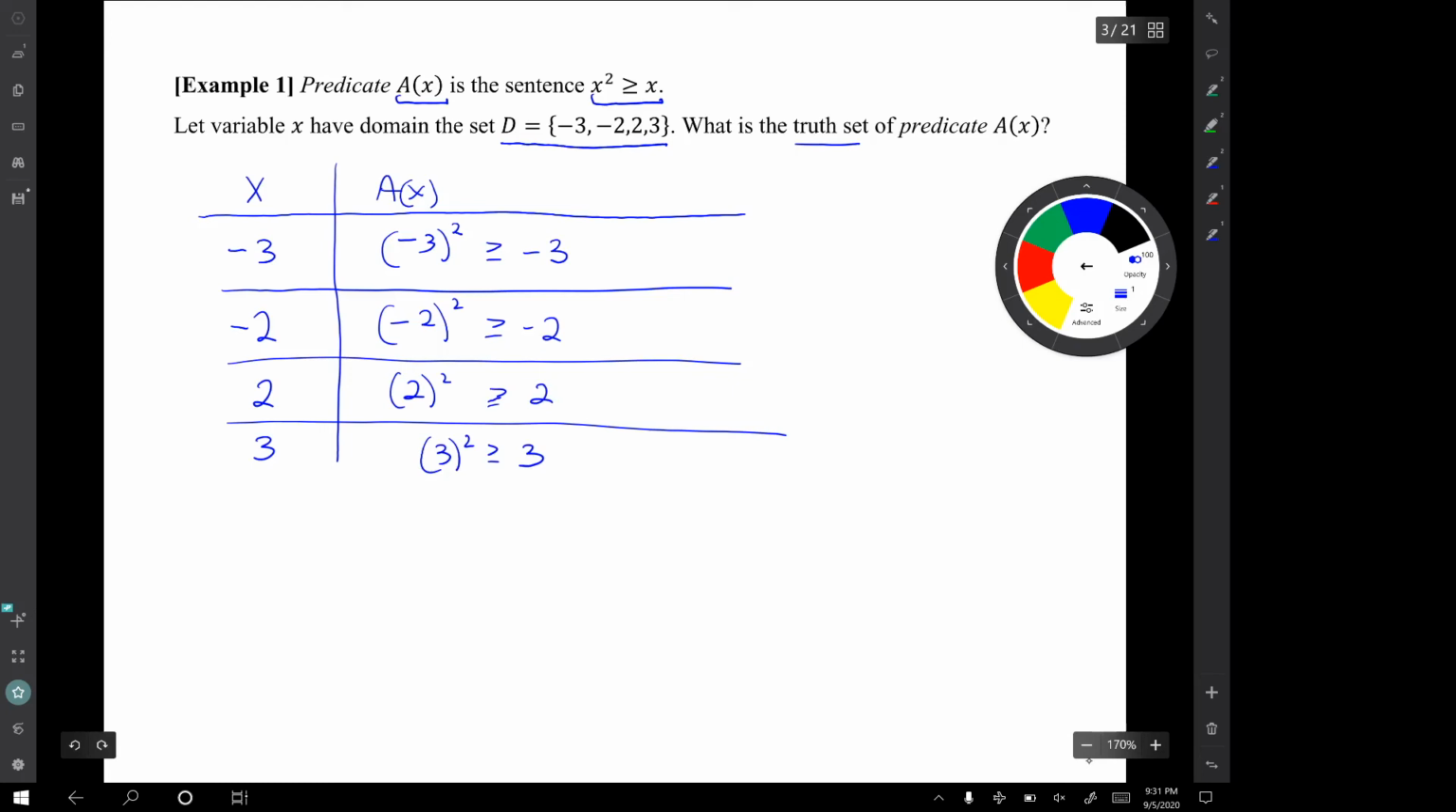So there are the four statements that we get when we substitute in those values of X. And we see that those statements are all true. So the truth set is the whole set D.